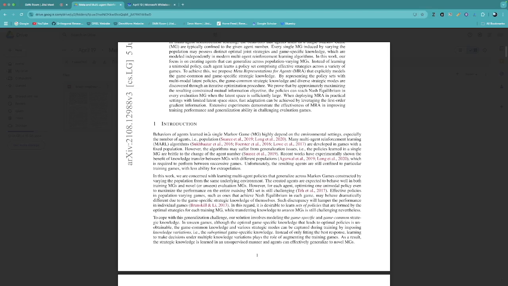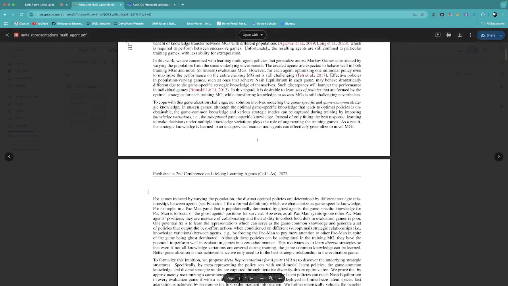And so let's see if we can find out what a Markov game is. Okay. For games induced by varying the population, the distinct optimal policies are determined by different strategic relationships between agents, which we characterize as game-specific knowledge. For example, in a Pac-Man game that is populationally dominated by ghost agents, the game-specific knowledge for Pac-Man is to focus on the ghost agent's positions for survival. However, as all Pac-Man agents ignore other Pac-Man agents' positions, they are unaware of collaborating, and their ability to collect food dots in evaluation games is poor. So one example they give is Pac-Man.